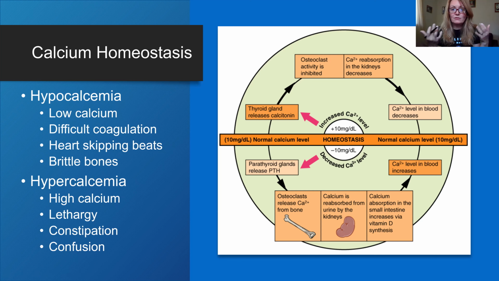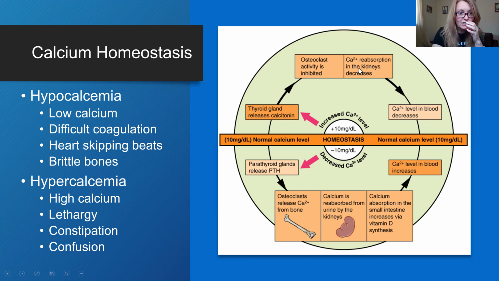So here you have it. You have a low calcium level. That's really dangerous. It's called hypocalcemia, low calcium. You cannot coagulate your blood. Your heart is skipping beats. Your bone becomes brittle. You don't want this hypocalcemia. So what do you do? Start resorbing the bones, release calcium into blood. Start reabsorbing calcium from filtrate, so it's not in your urine, it's in your blood. Start absorbing more calcium in your GI tract. Synthesize more vitamin D. Hopefully calcium level goes up and you restore your normal balance.